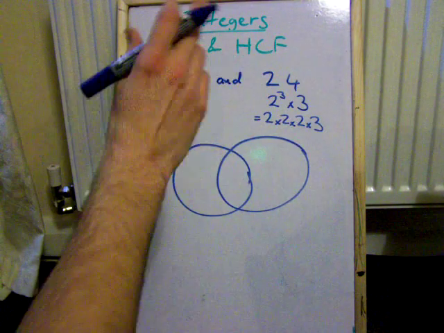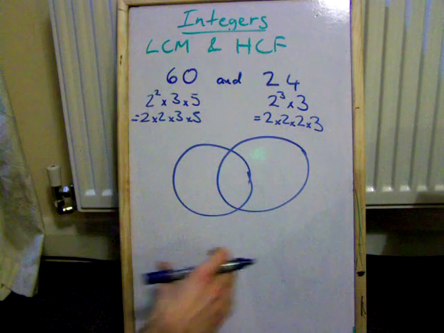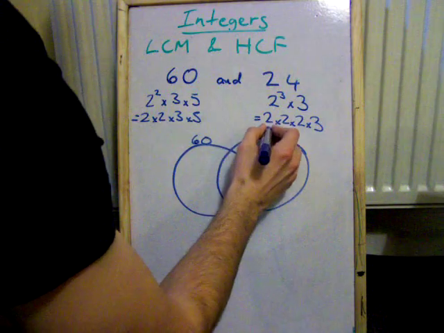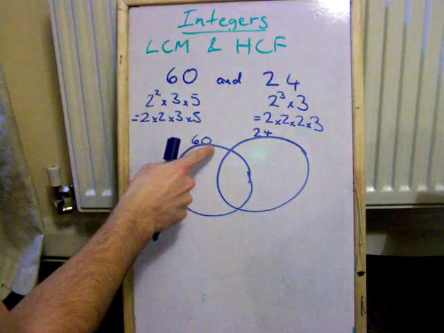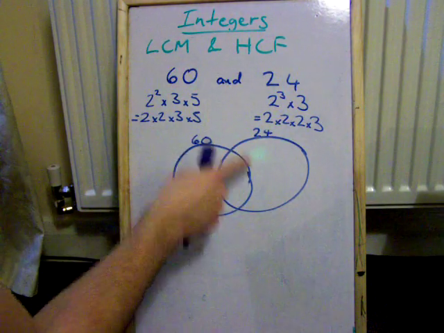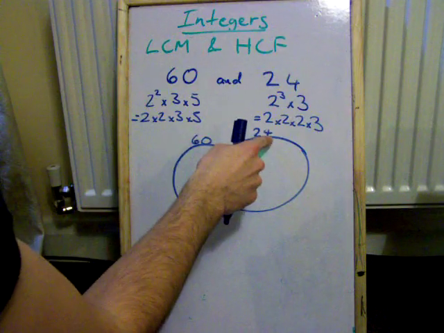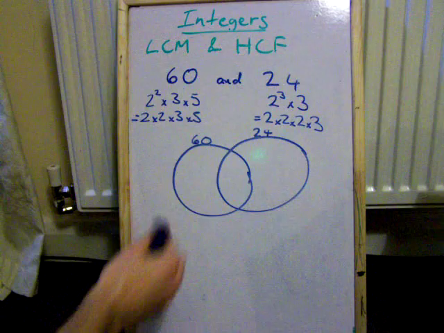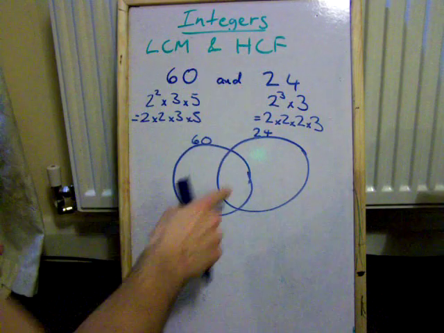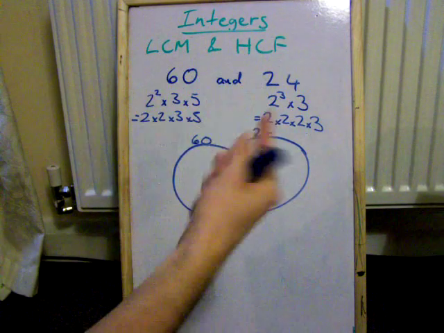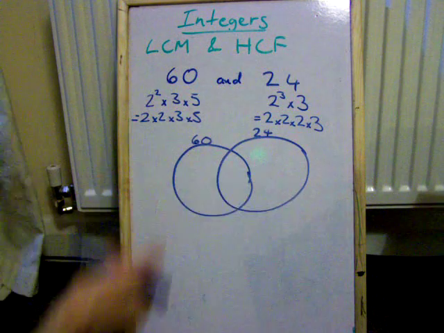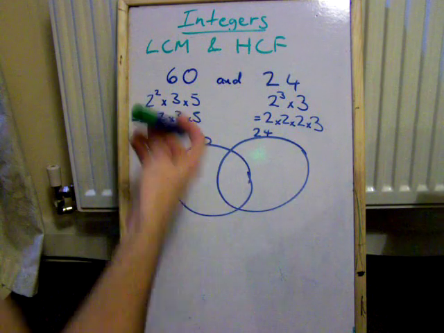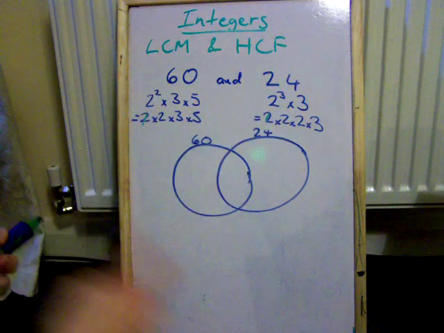Now, in your Venn diagram, what you do is you assign each circle one of the numbers. All the prime factors of 60 will have to go in that circle, and all the prime factors of 24 will have to go in that circle. Whenever you've got a prime factor that's in both, so for example here we've got a 2 in both, that can go in between the circles, and it only has to go in between the circles once because then it appears in both circles.